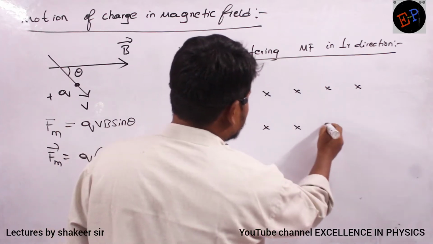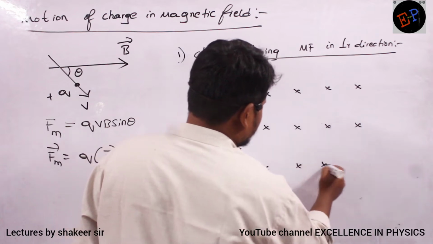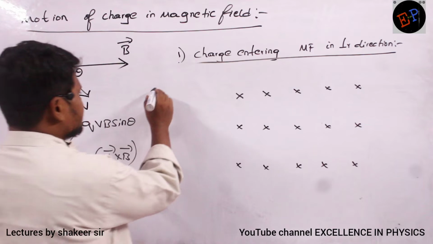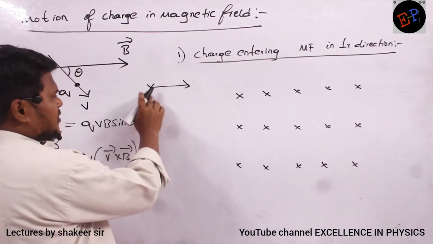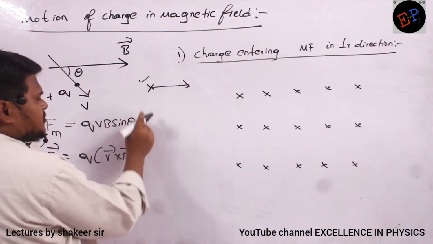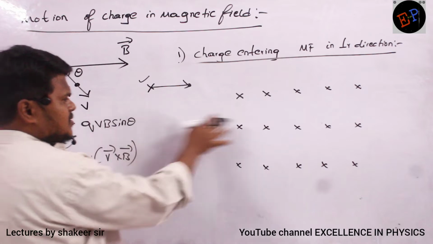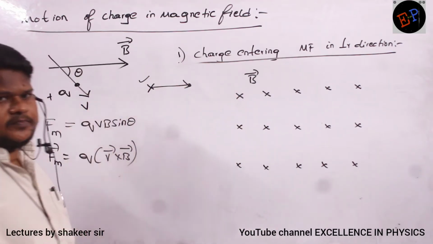What is the meaning of this cross? Magnetic field is perpendicular and inside the board. That is the meaning of it. Clear? Already we discussed, no? This is an arrow. So if the arrow is entering the board, you see this cross. When the arrow is coming out of the board, you see this dot. Already we studied, no? So this is the direction of B. So B is perpendicular and inside the board.